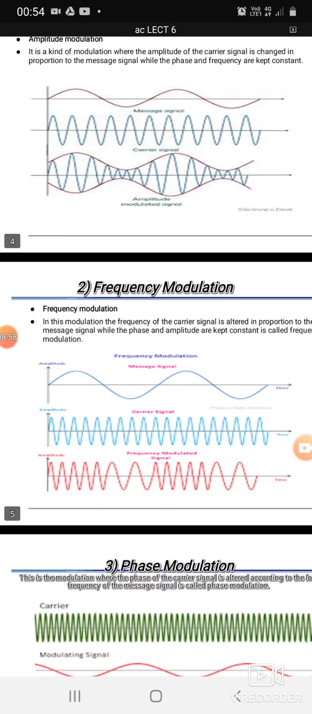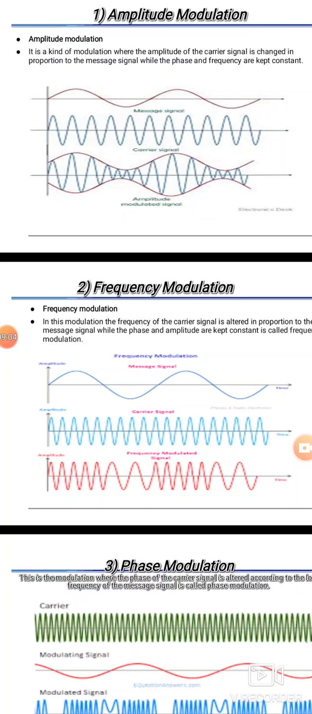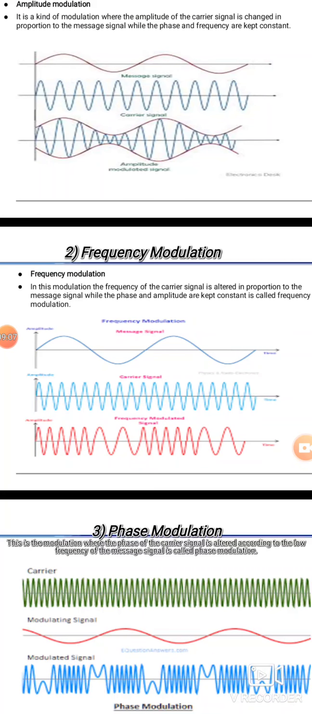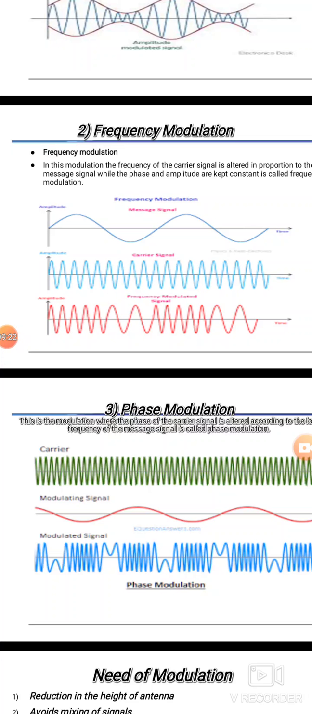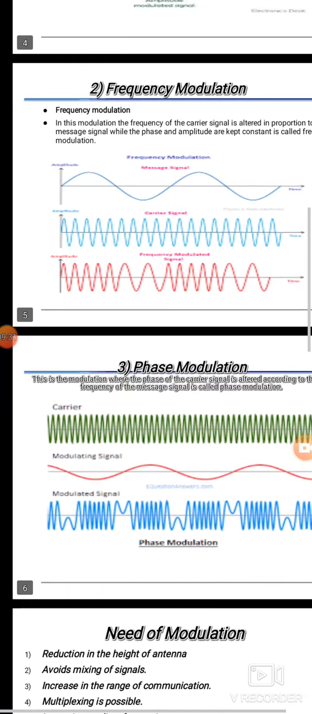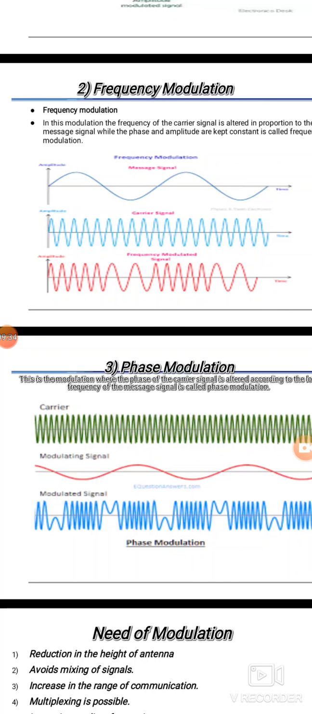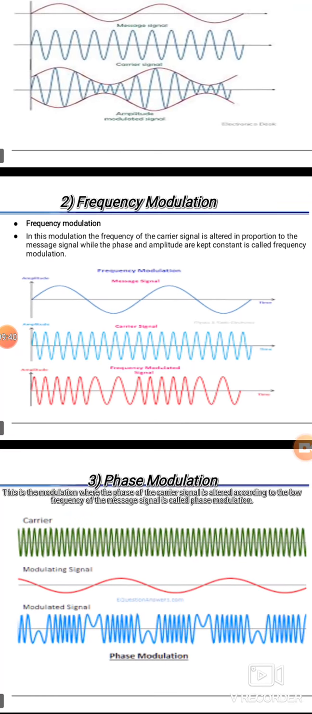What happens in frequency modulation? It is the process in which the frequency of the carrier signal is changed in proportion with the modulating signal, whereas the phase and amplitude of the signal are kept constant. That is the concept of frequency modulation. Then what is the concept in phase modulation? In phase modulation, the phase of the carrier changes with respect to the modulating signal, and frequency and amplitude remain constant. So these are the basic types of analog modulation methods.